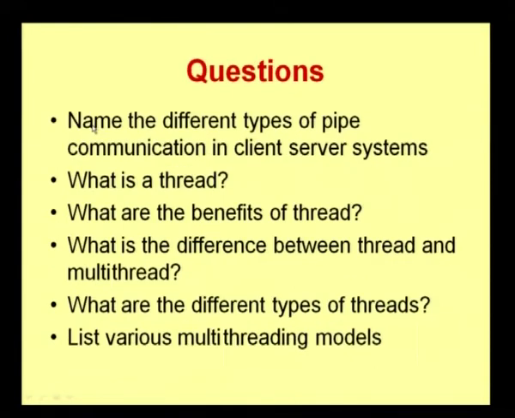Then these are the possible questions from this session. Question number 1: name the different types of pipe communication in the client server system. The different types of pipe communication, we can say, are the ordinary pipe and the named pipe. Second question, what is a thread? Third question, what are the benefits of threads? Fourth, what is the difference between a thread and multi-thread? Fifth, what are the different types of threads? Sixth, list the various multi-threading models. So these questions are possible from this session.